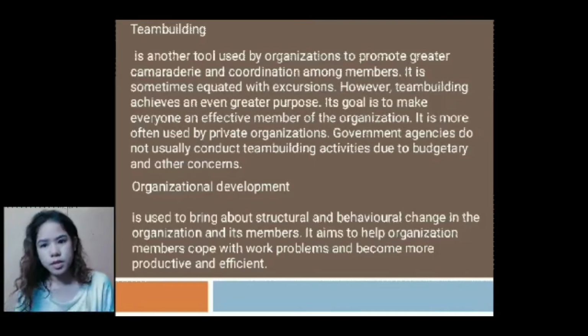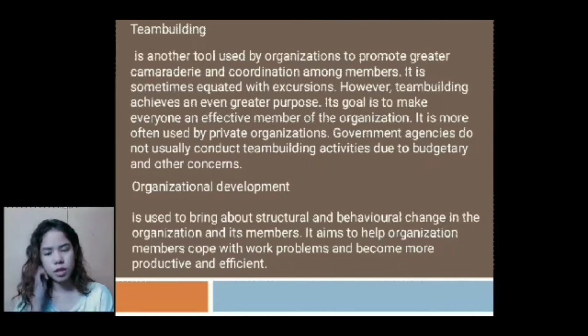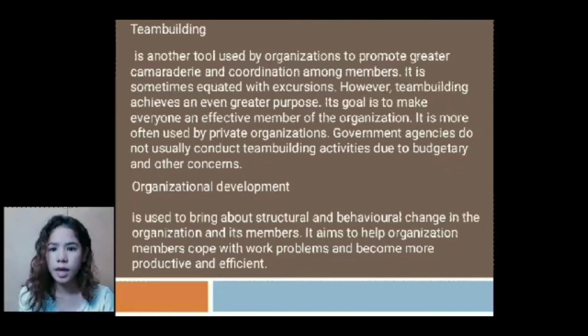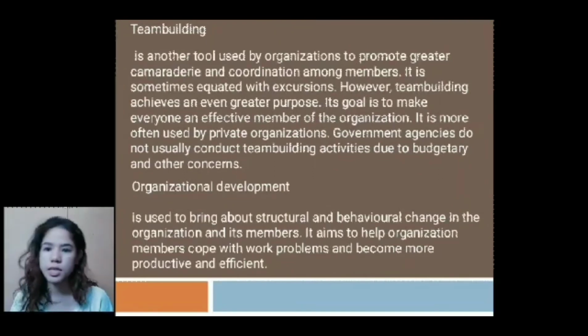So, kunwari, sa organization nyo, may isang problem. So, ginagawa doon, change siya, dinedevelop siya para mas mapadali yung trabaho ng mga members nyo, tsaka para na din sa ikabubuti ng organization nyo. So, yes, nakaka-benefit yun siya sa organization saka sa members.